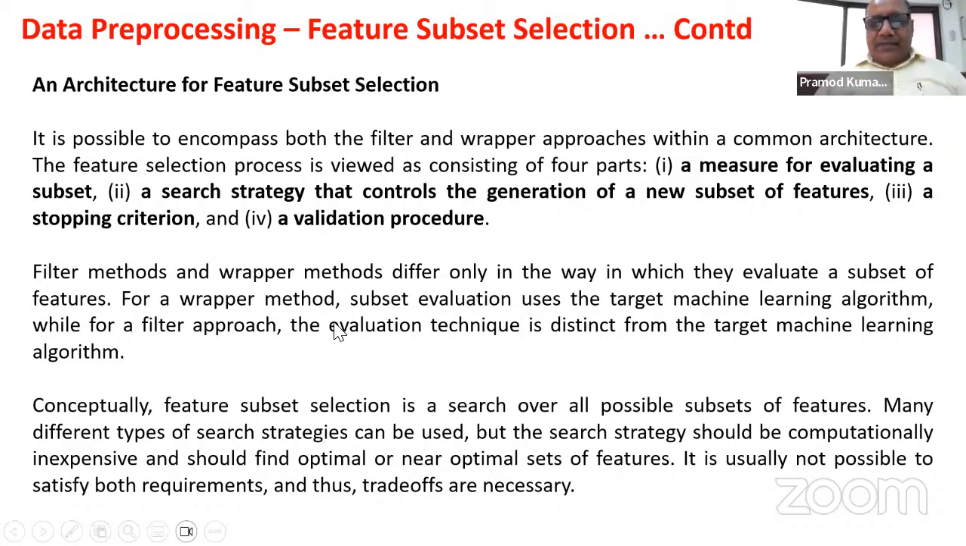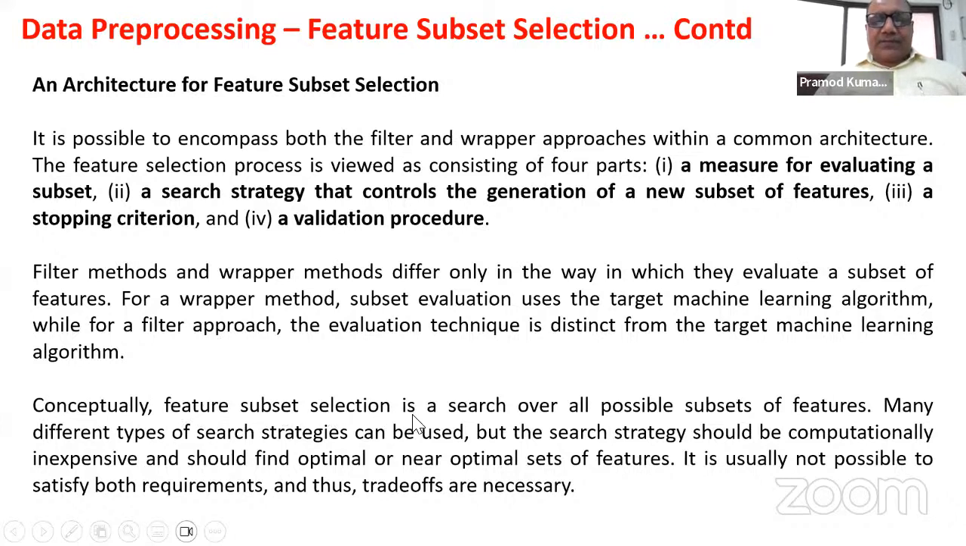For a wrapper method, the subset selection evaluation uses the target machine learning algorithm, while for a filter approach, the evaluation technique is distinct from the target machine learning algorithm. That is what I just told you.